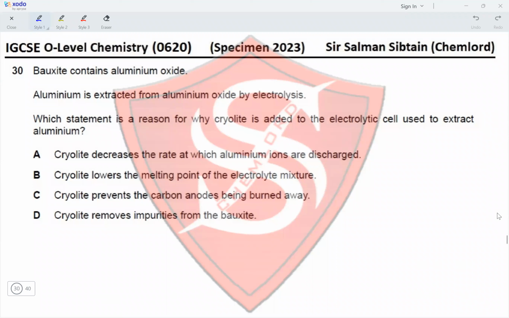Question 30. Bauxite contains aluminum oxide. Aluminum is extracted from aluminum oxide by electrolysis. Which statement is a reason for why cryolite is added to the electrolytic cell used to extract aluminum? It dissolves the aluminum oxide and lowers its melting point. So, A, cryolite decreases the rate at which aluminum ions are discharged? No. B, cryolite lowers the melting point of the electrolytic mixture? Yes. C, cryolite prevents carbon anodes from being burnt away? No. D, cryolite removes impurities from bauxite? No. This makes option B the correct option for this question.